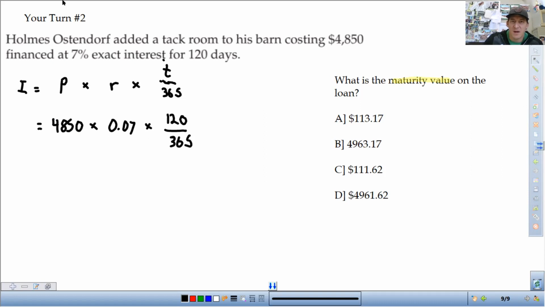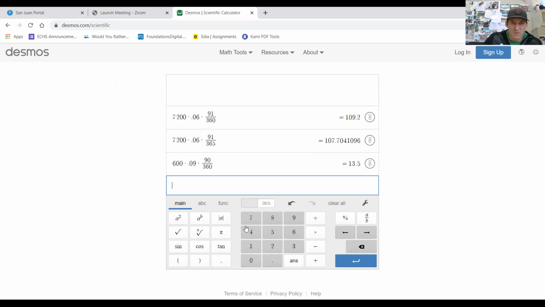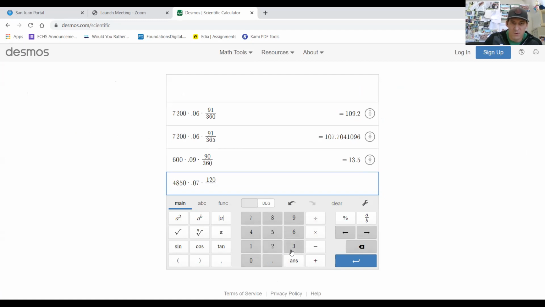Let's switch over to the calculator, put that in. So 4,850 times 0.07 times 120 over 365. So the interest is $111.62.